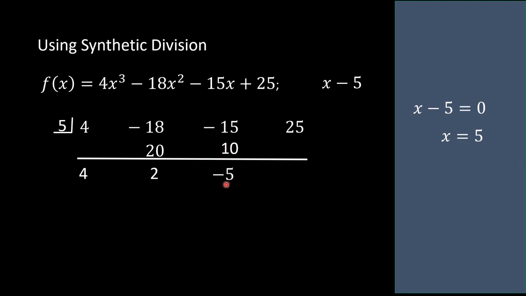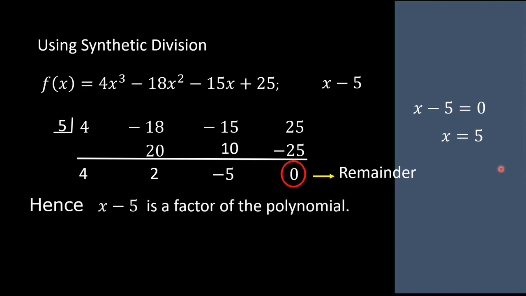And then multiply negative 5 by 5. So 5 times negative 5 is negative 25. Write negative 25 below 25. Then add positive 25 to negative 25. The sum is 0. This last digit is the remainder. Hence, because the remainder is 0, x minus 5 is a factor of the polynomial.